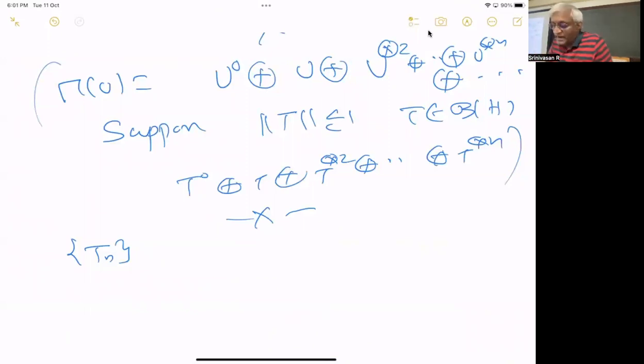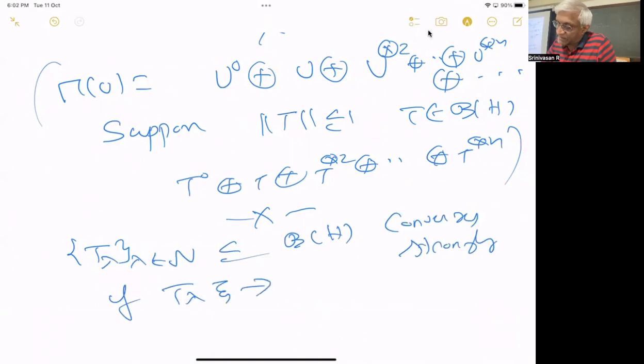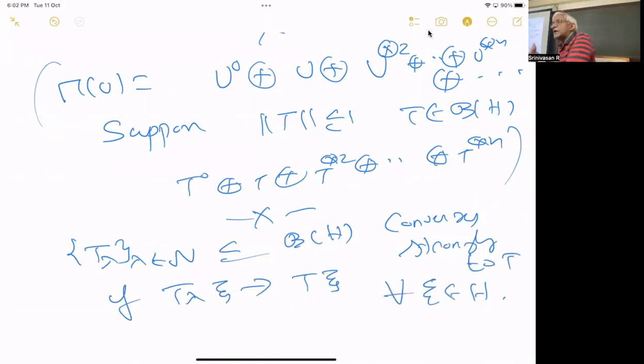Okay, if you don't mind, I will use nets. It's just a different notion; you can take it to be a sequence. Okay, let T_λ, λ in Λ, be a net in B(H). It converges strongly to T if T_λ ξ converges to T ξ for all ξ. So that's all. It should converge pointwise.